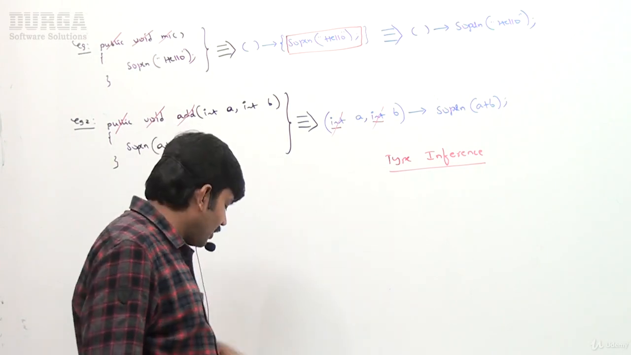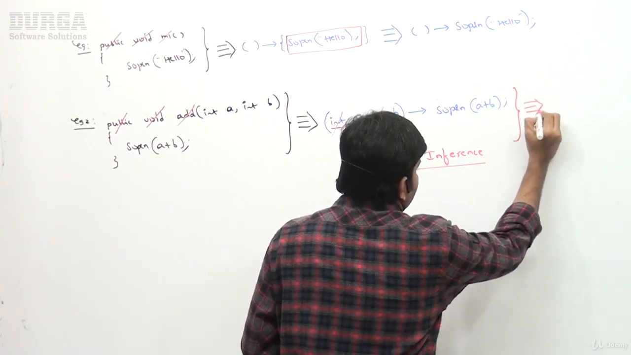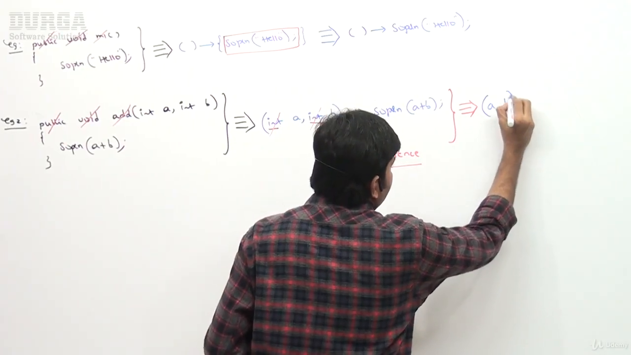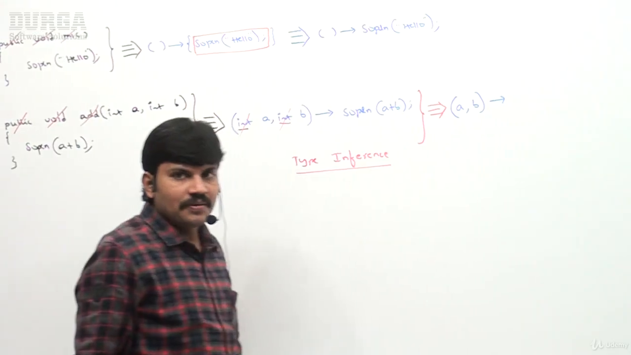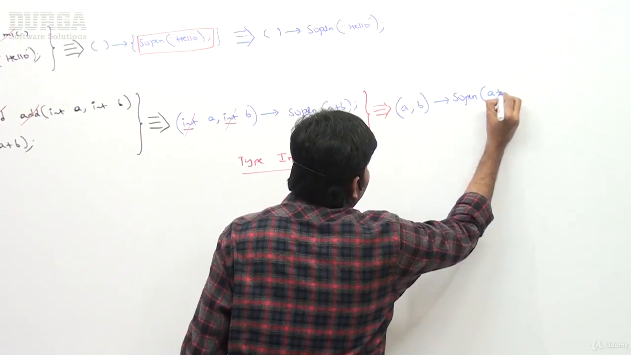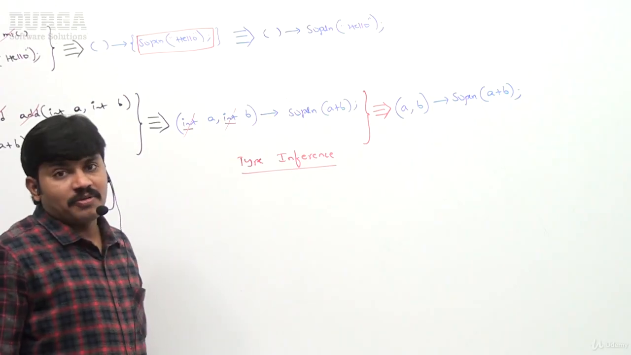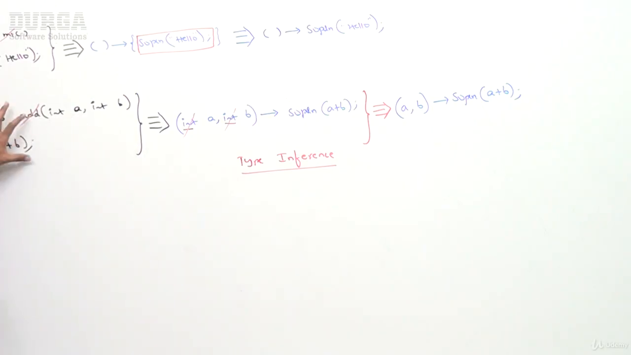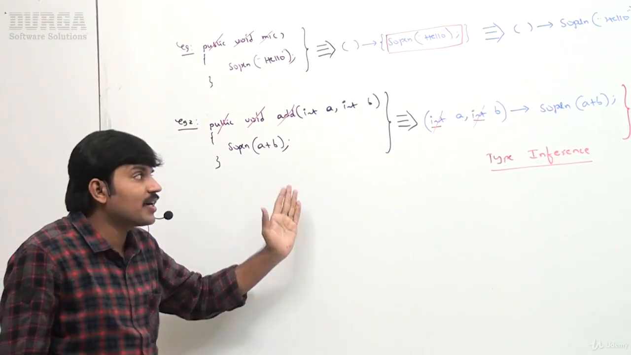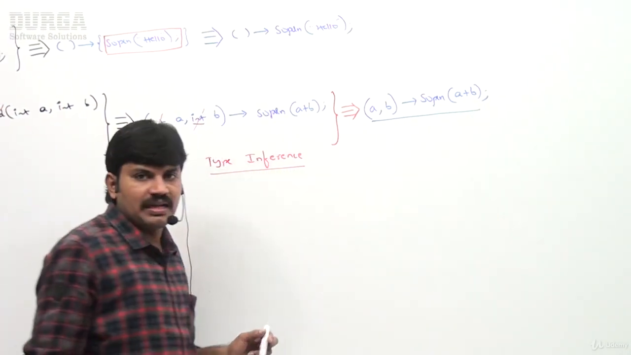So if I remove the types, what is the equivalent lambda expression? Just observe this. Can you spell it out? a comma b, arrow, System.out.println(a + b). This is the method. In the method, how much code did I write? A big code. But when I convert it into a lambda expression, how much code is there? Only one line. Are you getting it?